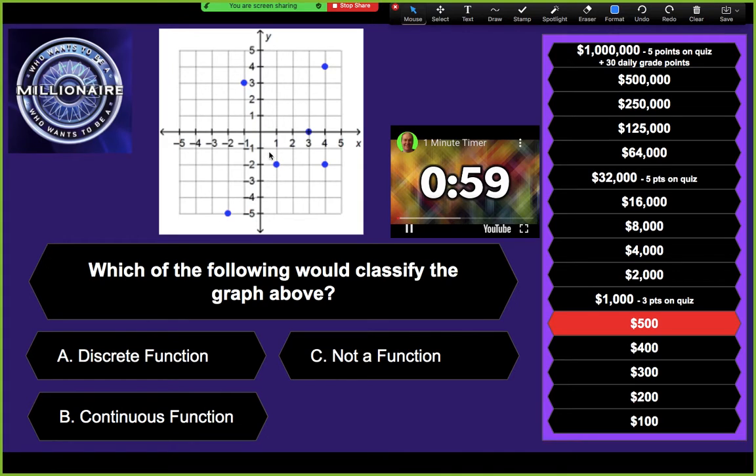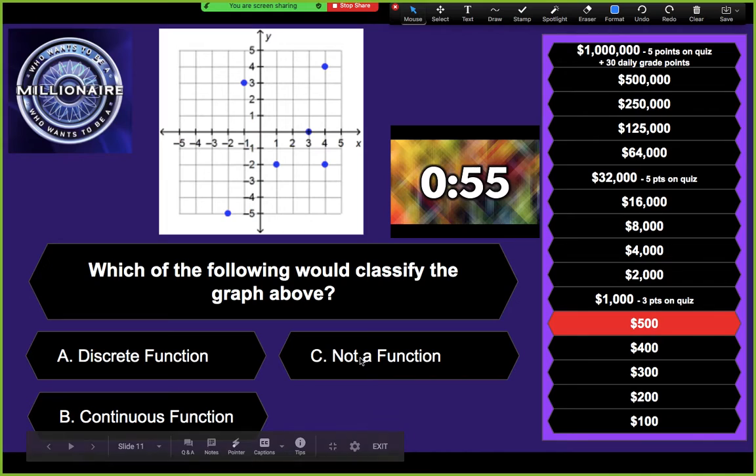I want you to look at the graph above. Tell me, is it a discrete function, continuous function, or not a function? All right, I just explained on the last one. So if you need more time, pause it now and continue whenever you're ready.